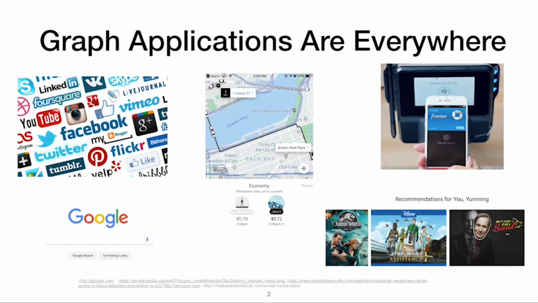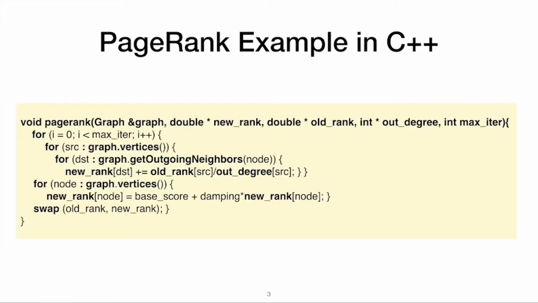Graph applications are everywhere these days, and achieving high performance is critical for them because many of the graphs are very large, and the applications often have a strict latency requirement. However, writing high-performance graph applications remains a hard problem.